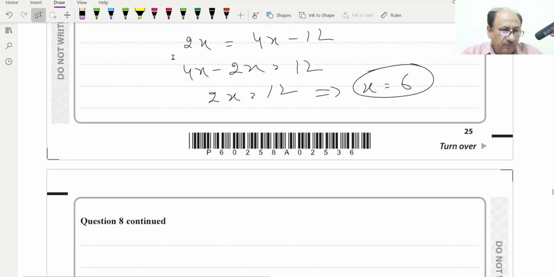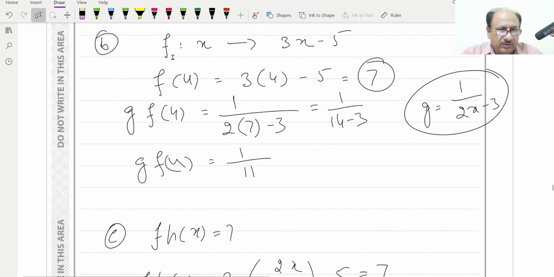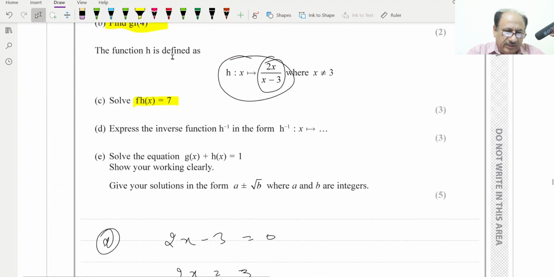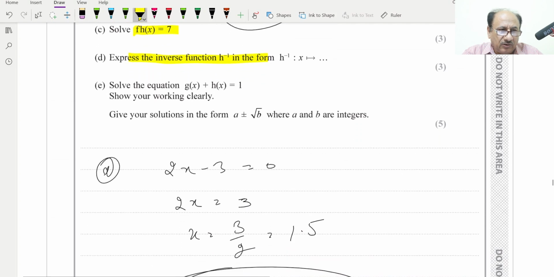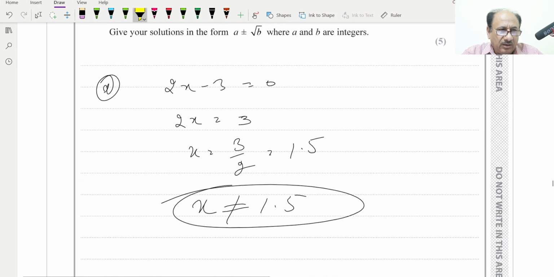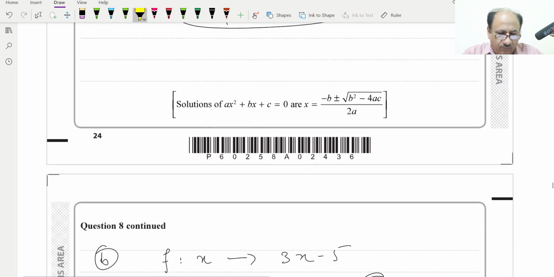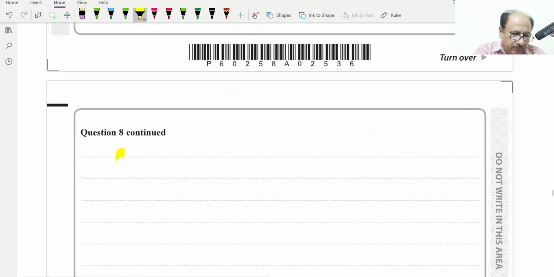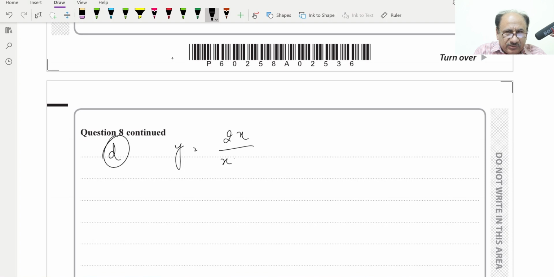Now for C part, this is basically done. Now we will go through D part, and D part is saying express the inverse function h of x, and h of x we will be finding. H of x we know, we can write y is equal to 2x over x minus 3.